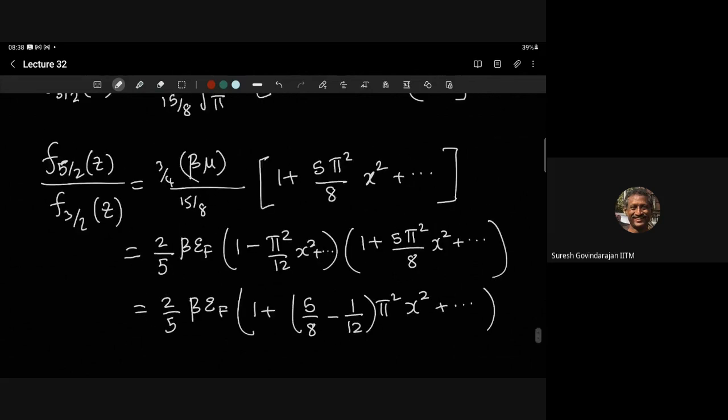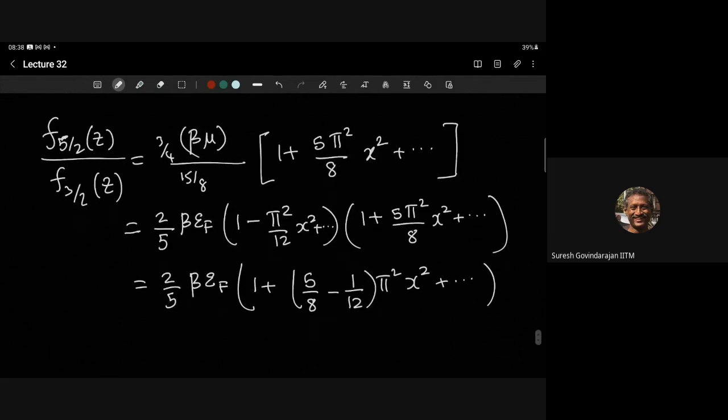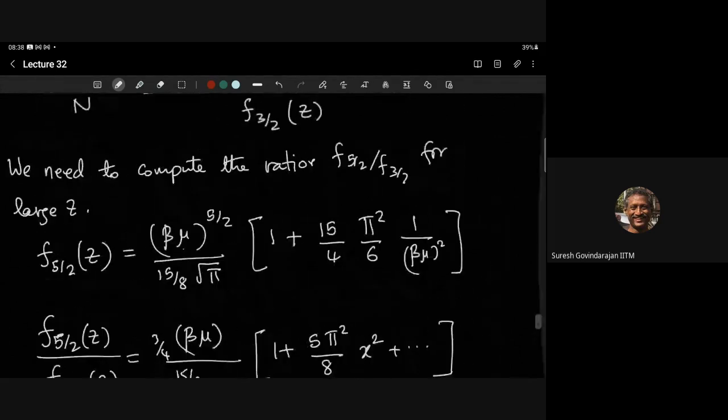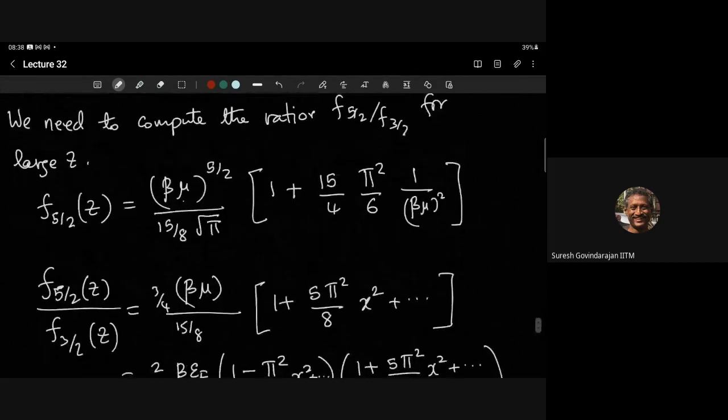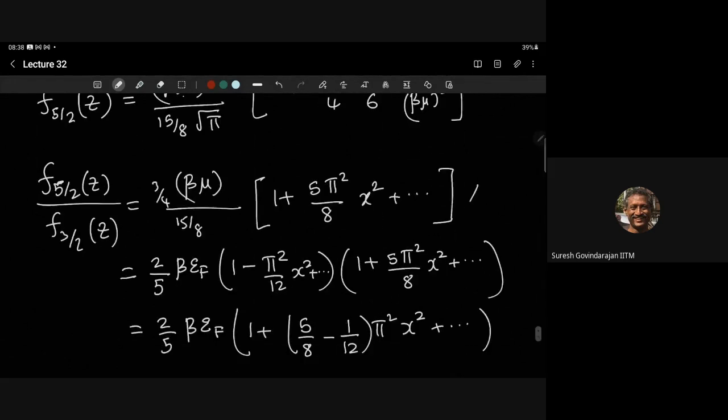Oh, I made a mistake here. How did I get this? This is the mistake here. Now I remember, I have to also, this is f5 by 2, but here I have to divide this by f3 by 2 also had something, right? It was 1 plus what? Pi square by 8. Thank you.